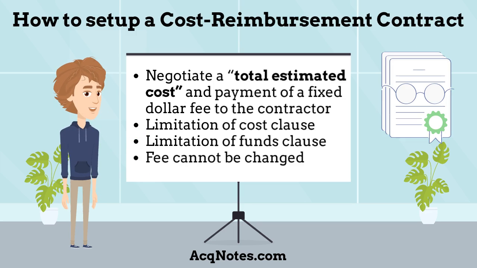A cost reimbursement contract requires the contracting officer to negotiate a total estimated cost and payment of a fixed dollar fee to the contractor. The total estimated cost is a contract cost limitation that the contractor cannot exceed, except at the risk of non-reimbursement. Any cost reimbursement contract must have a limitation of cost or a limitation of funds clause which will limit the government's liability if the contractor exceeds the total estimated cost. The fee cannot be changed unless the government changes the scope of work in the contract.